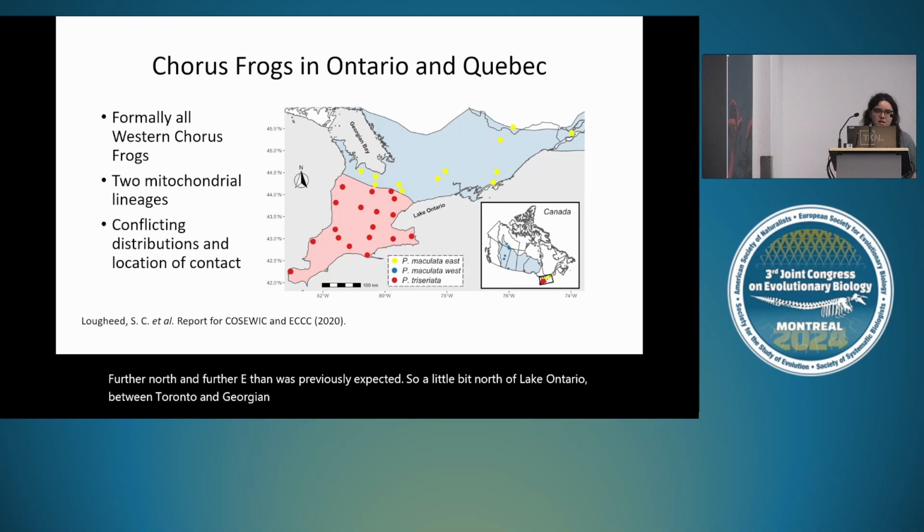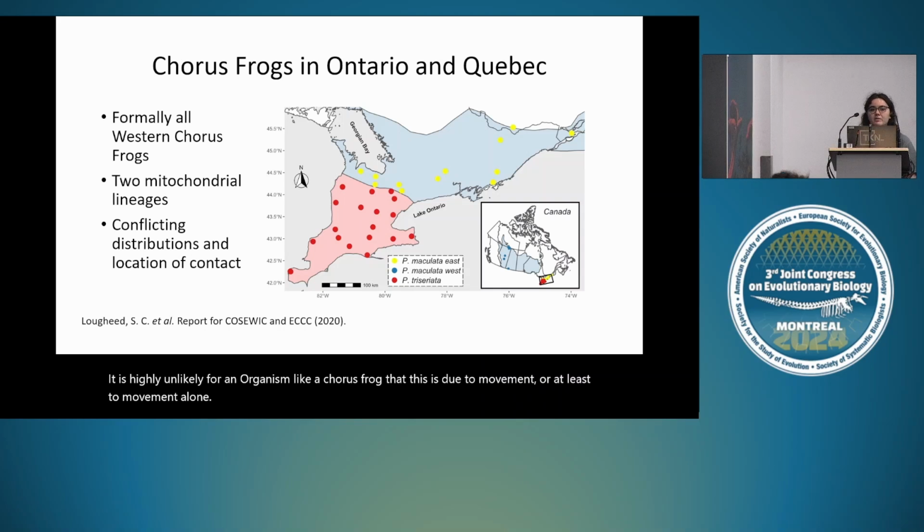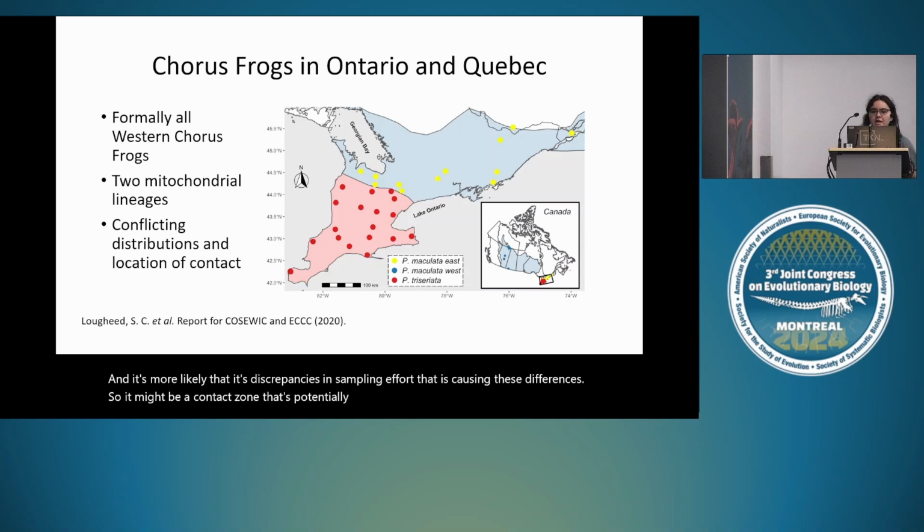This might not seem like that big of a difference. It's only approximately 150 kilometers. However, for an organism like a chorus frog that only disperses approximately 200 meters each generation, this is quite a substantial difference. It is highly unlikely for an organism like a chorus frog that this is due to movement, or at least to movement alone, and it's more likely that it's discrepancies in sampling effort that is causing these differences. So it might be a contact zone that's potentially more broad and more jagged than previously thought.